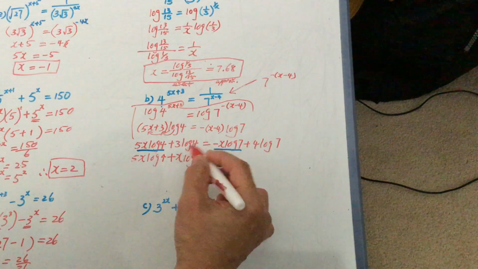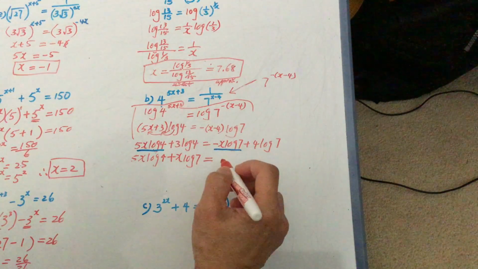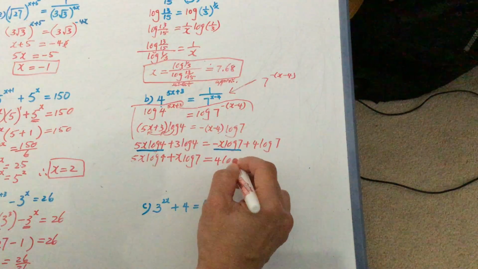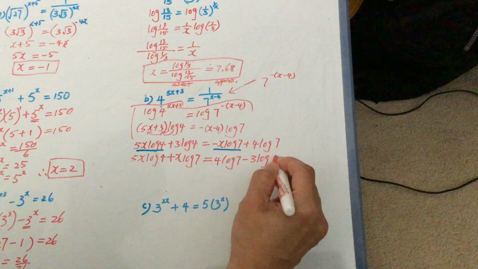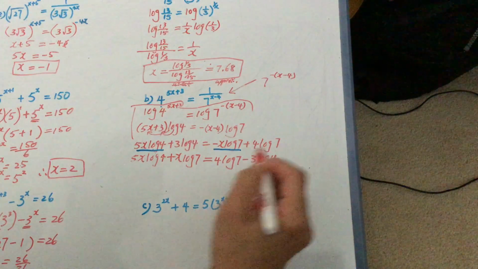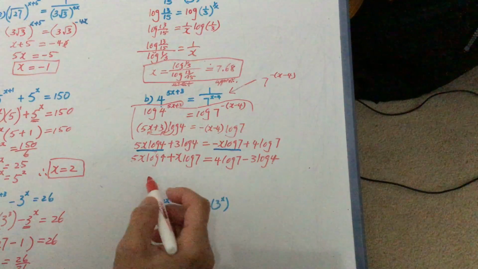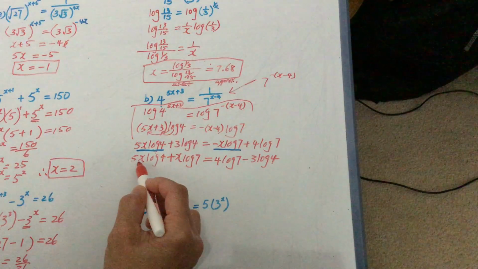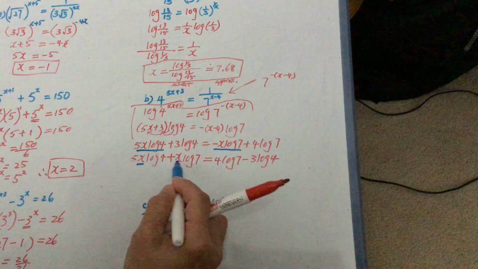So I'm bringing this over, but at the same time, I'm going to bring this over to the other side. So 4 log 7 minus 3 log 4. Those are the two terms without the x, so they are the constant. We're not going to evaluate anything yet.